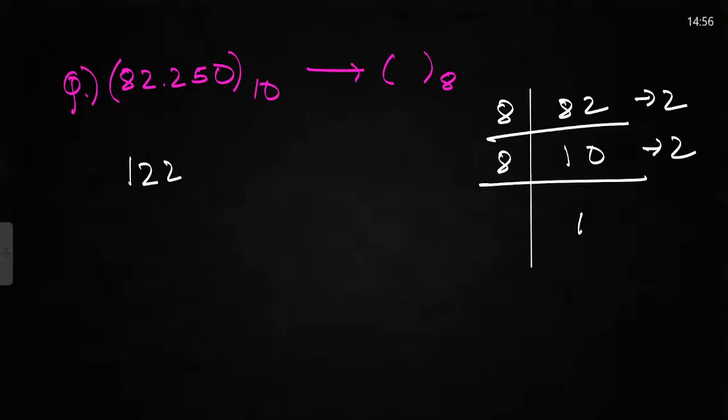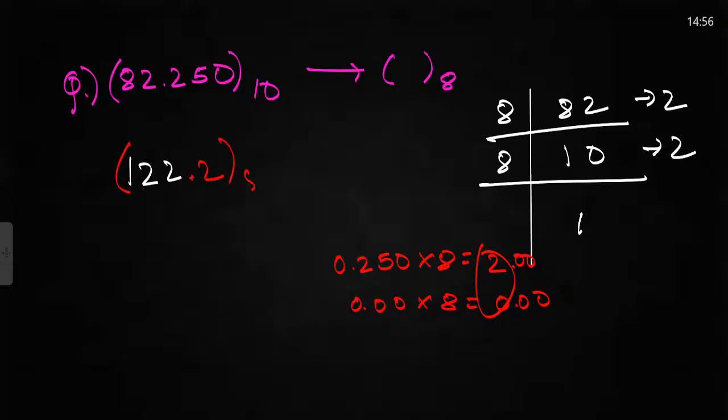Now we need to find for 0.250. So 0.25 into 8. That will give me how much? 2.00. So 0.00 into 8 will be 0.00. So 0.2. So this is base 8. So that is the answer.